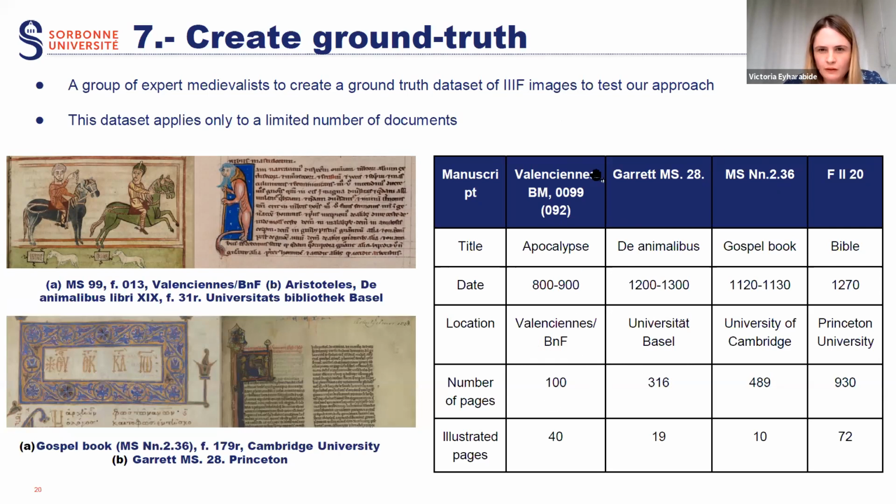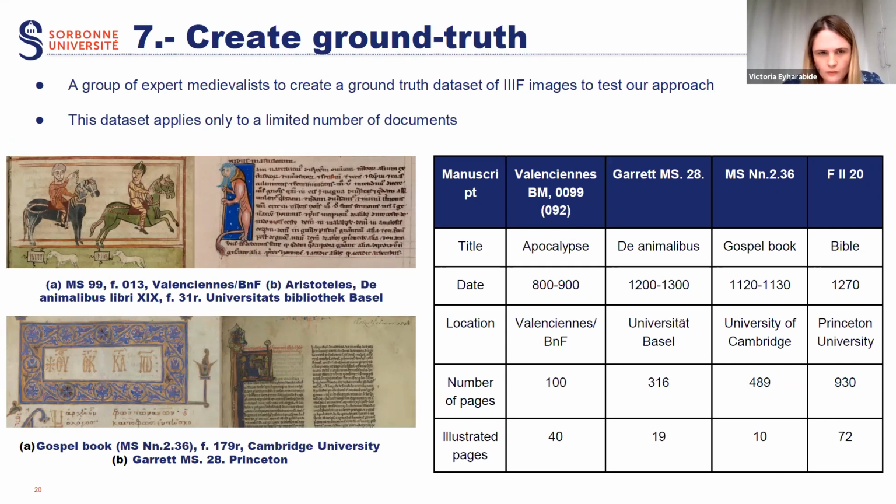The first manuscript, here we have an example. It's a document mainly containing a book of the Apocalypse published in the 9th century and is probably of Spanish origin. This document contains 40 paintings.